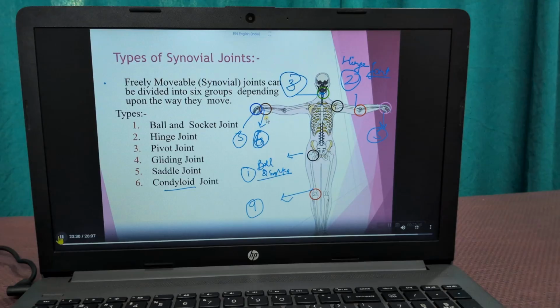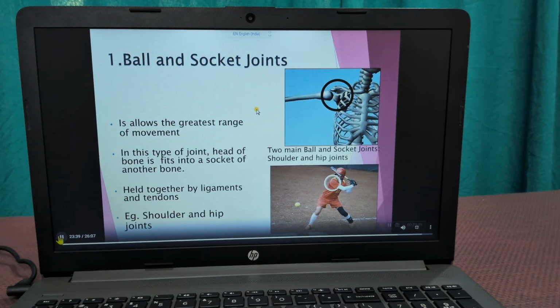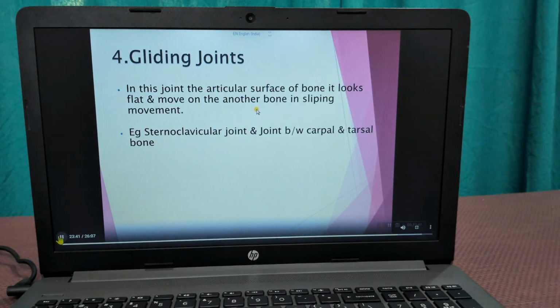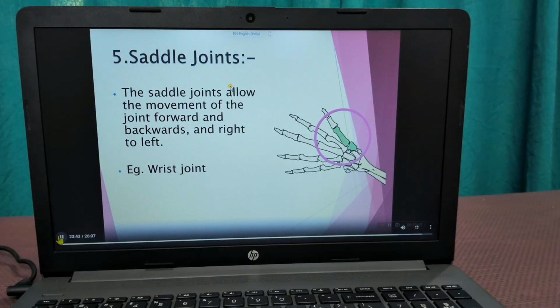As I already showed you, these are the joints. These are present between the carpals and the tarsals. So these are the gliding joints. The next are the saddle joints.